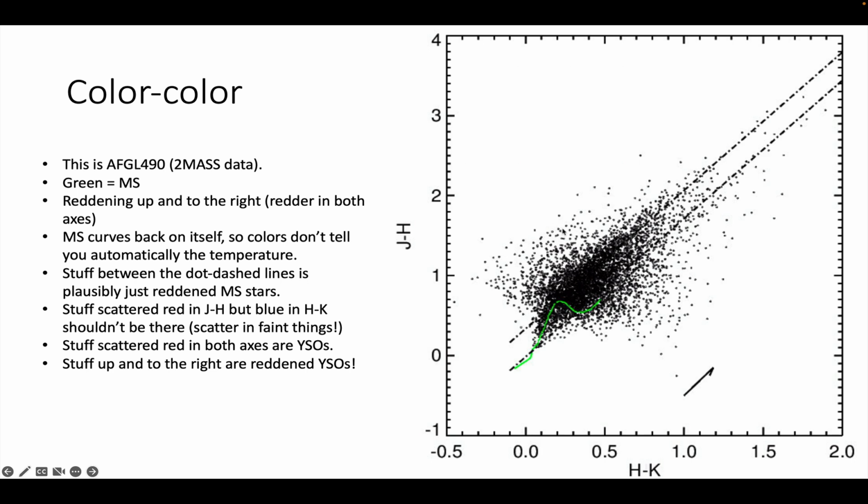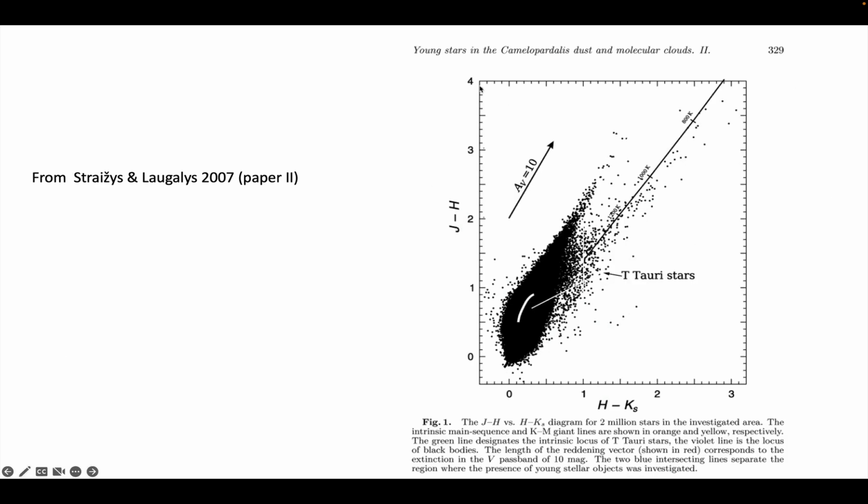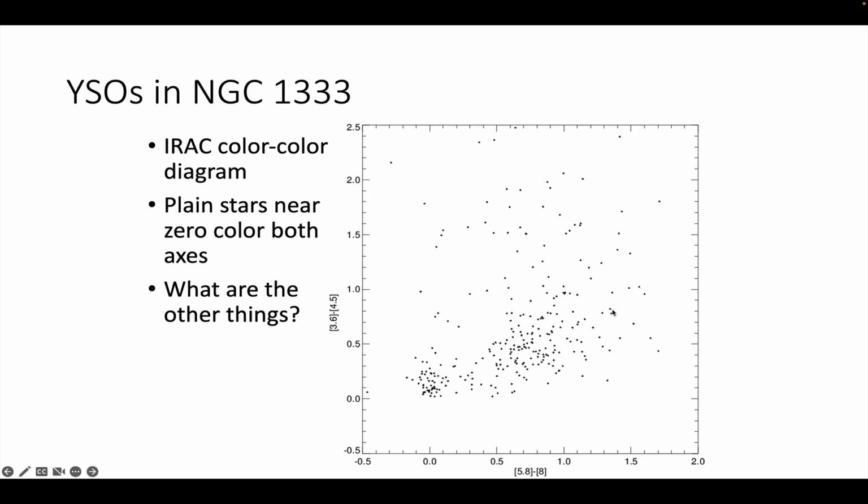And we get a lot of scatter in here. We get a lot of stuff over here and a lot of stuff over here. Stuff over here should not be there. Stuff over here, though, are young stars. This is red in both axes and reddened here. These are the young stars. This is another paper studying this target, AFGL 490, from the literature, J minus H versus H minus K. I don't know exactly what they've put here, but you can see, again, they've added a reddening vector, and they're telling you where they're looking for the young stars.